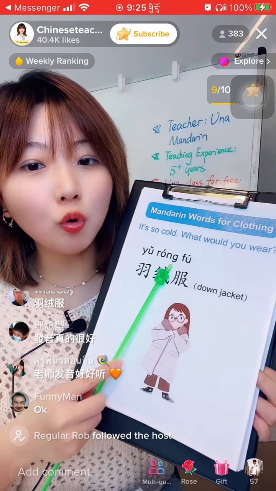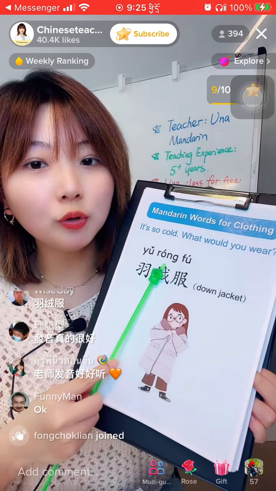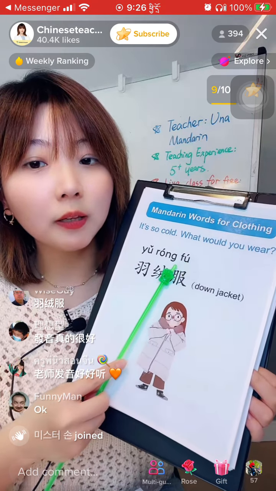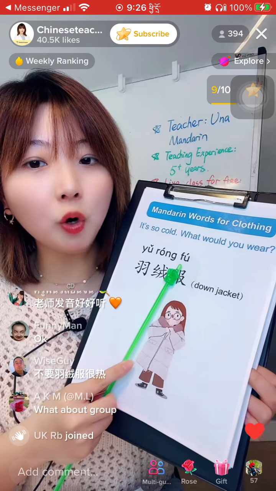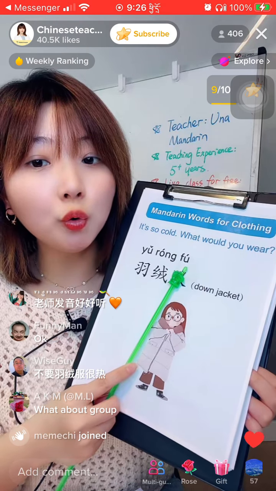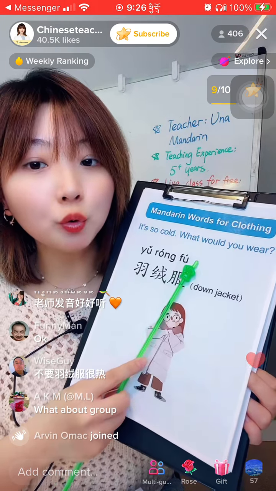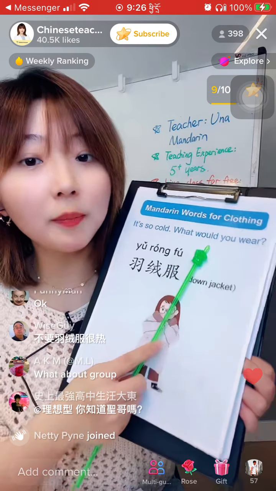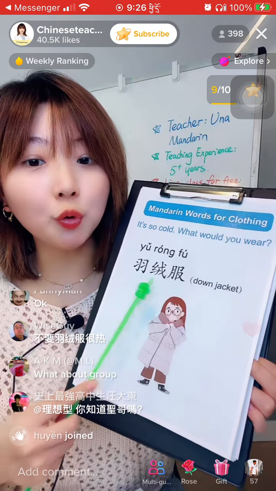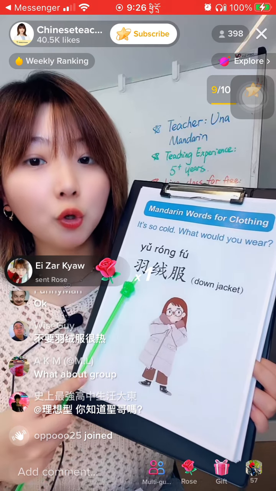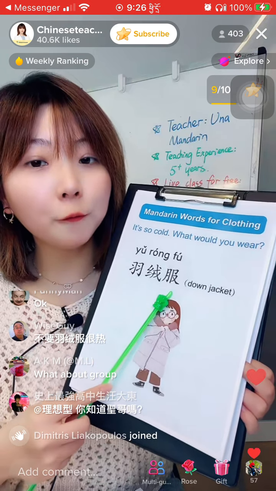Try to pronounce 绒, 绒, 羽, 绒. Okay, last one. 服, 服. F sounds like 佛. U sounds like 呜. 佛, 呜, 服. Second tone is the rising tone, so it goes up. 服, 羽, 绒, 服, 羽, 绒, 服.